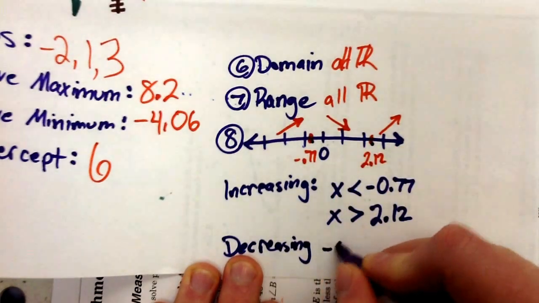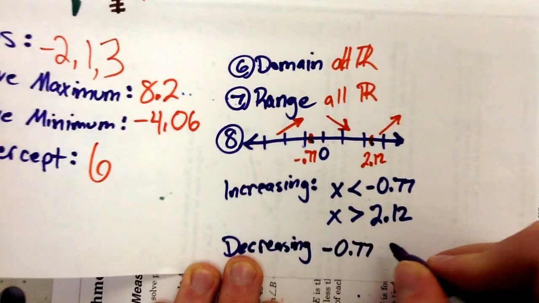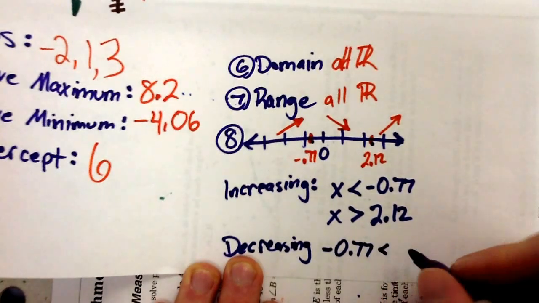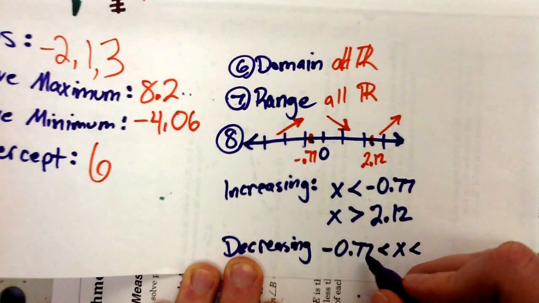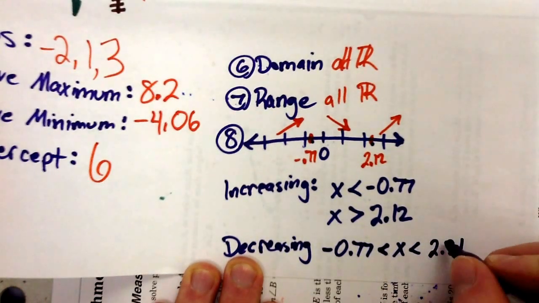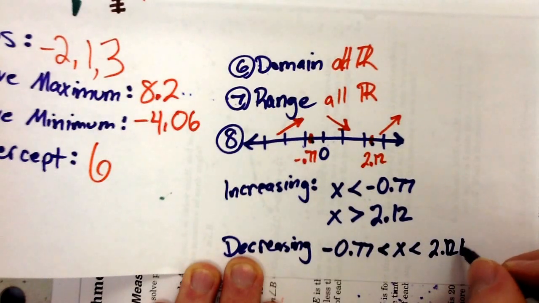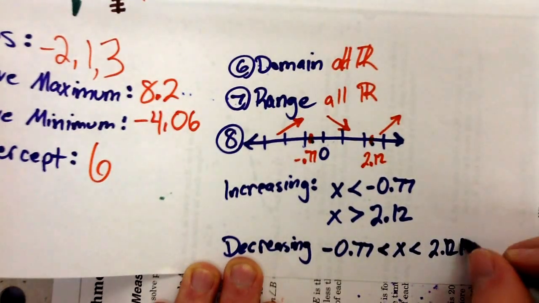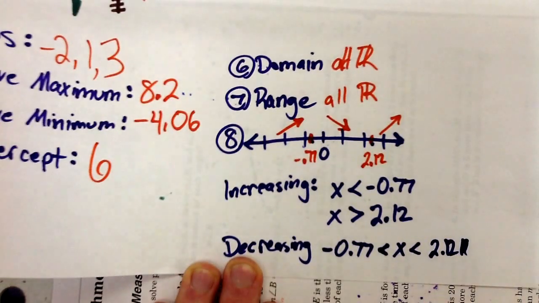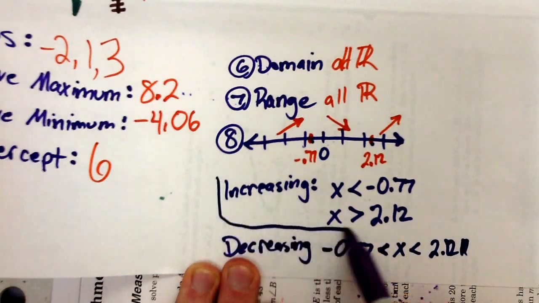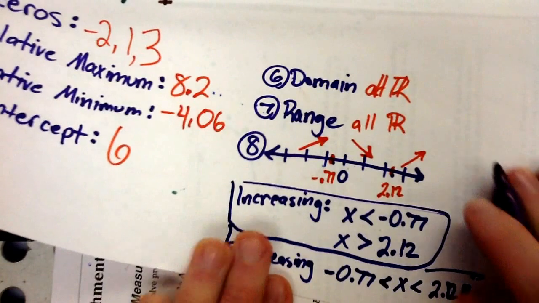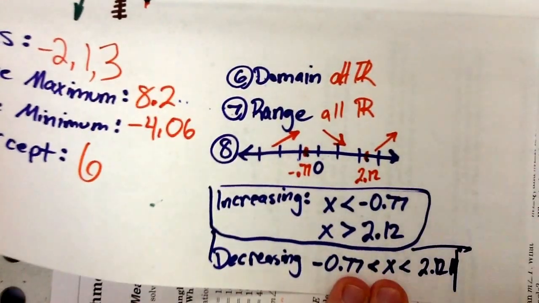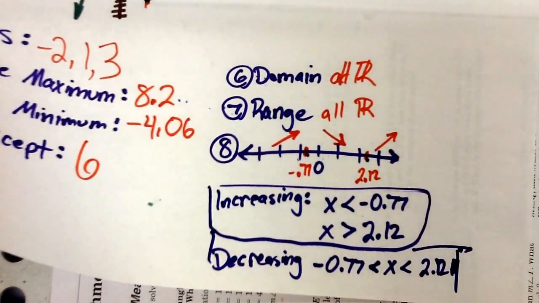So let's put negative 0.77 as a boundary. Actually, anything that's bigger than negative 0.77 but smaller than 2.12. Whoops, 2.12, not 2.1. So that's 2.12. Sorry about the mess. Okay. So increasing on these two intervals and decreasing on this other part. Okay, 2.12. All right, so that's the extra.